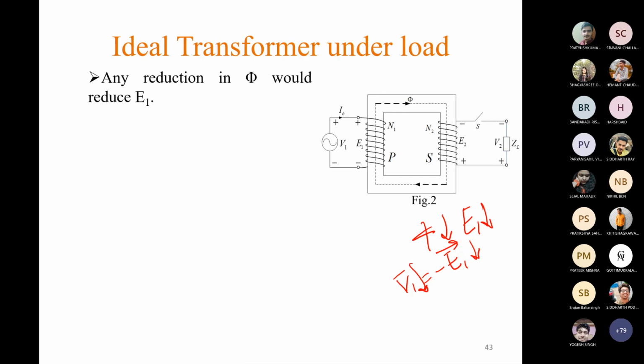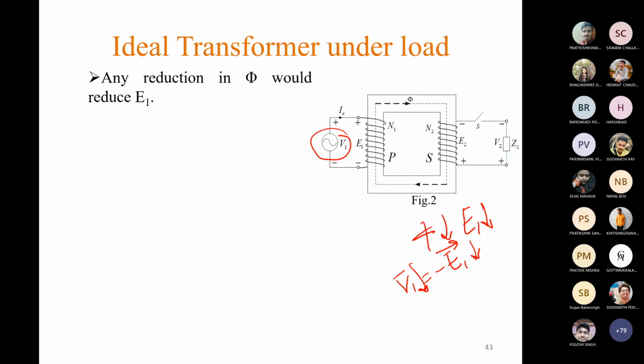Yes, sir. But V1 cannot reduce. Why? Because this is the supply voltage. Whatever we are giving, that is fixed. V1 cannot reduce. This supply voltage cannot reduce. Okay. So which means E1 cannot reduce. So to have the same value of E1, this flux value must remain constant.